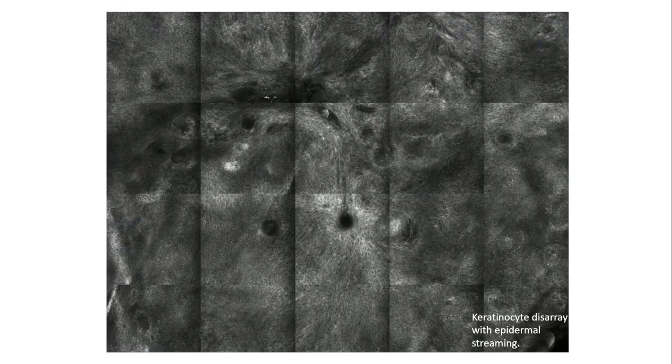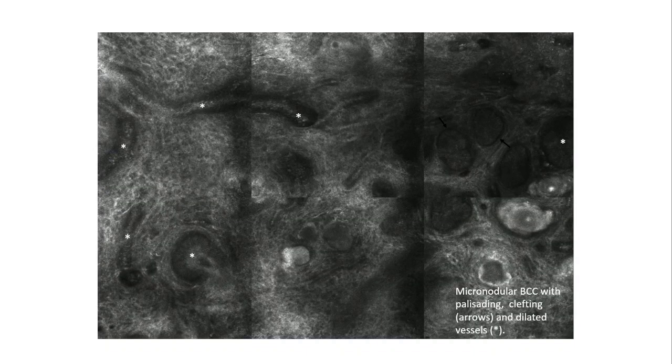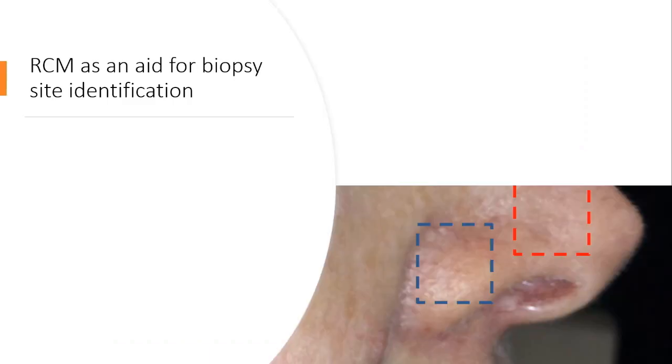So we can image it, and we see right from a global viewpoint, there's some keratinocyte disarray, there's some epidermal streaming, but then when we really hone in and go closer, we can see, boom, apparent, just these tumor islands that are reminiscent of the micronodular basal cell, which it was. And then you could see the clefting as well as the dilated blood vessels surrounding the tumor.